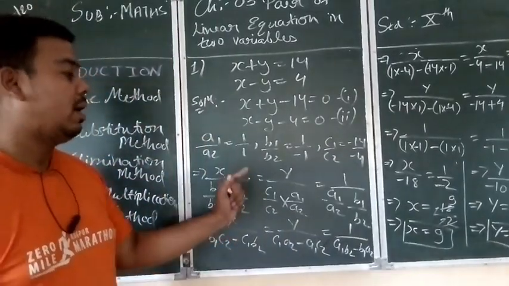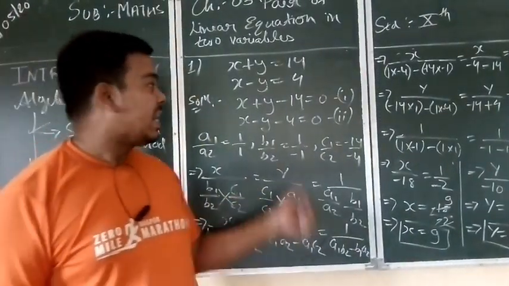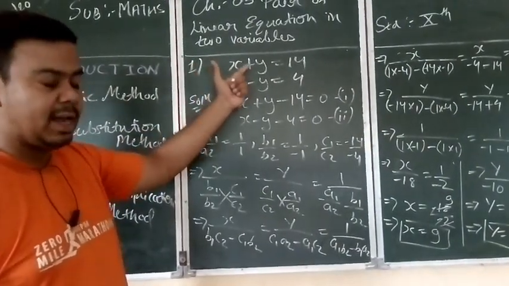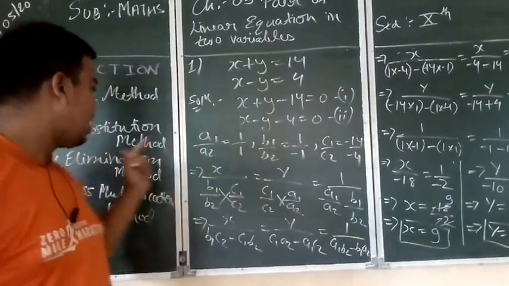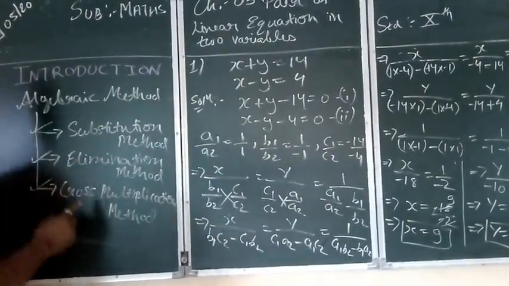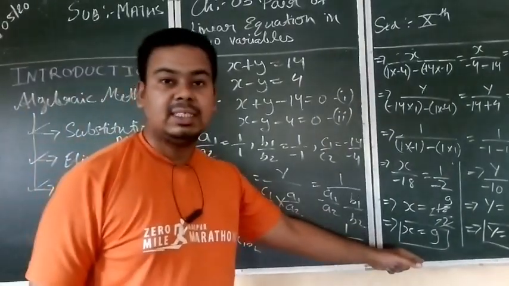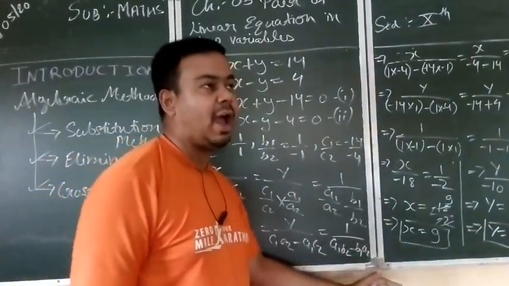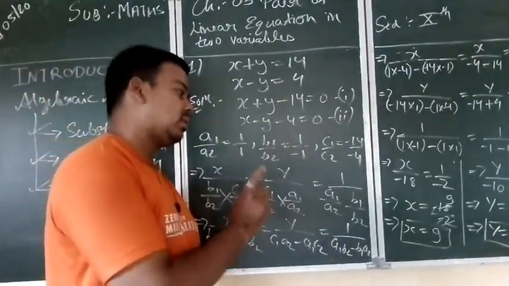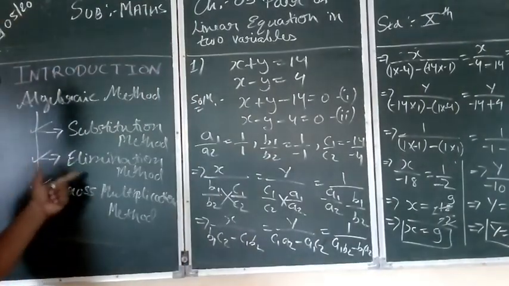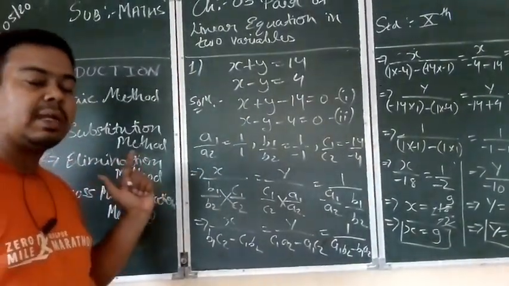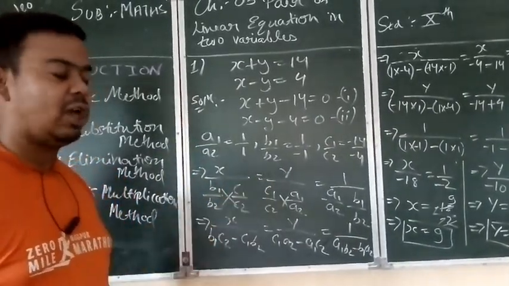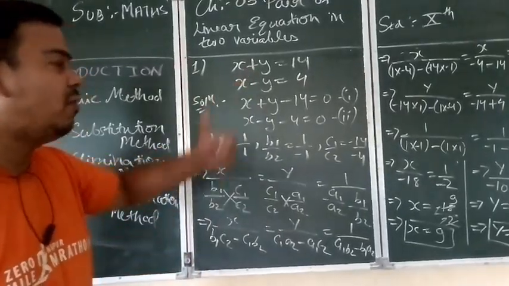Okay, so what do you observe here? In these three methods, we take only one example, a pair of linear equations in two variables. We apply three methods: substitution method, elimination method, and cross multiplication. But the answer is the same. So you can apply any method to find the answer of x and y. But if a question asks to solve by the substitution method, elimination method, or cross multiplication method, then you apply that same method and find the values of the two variables.